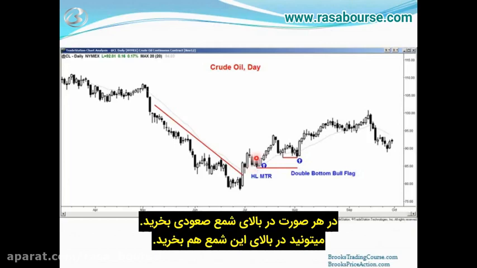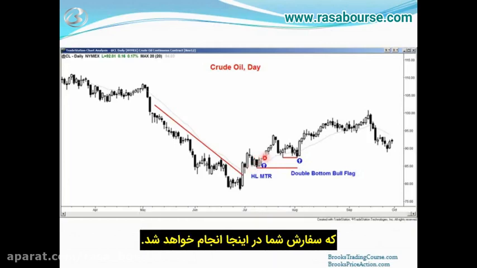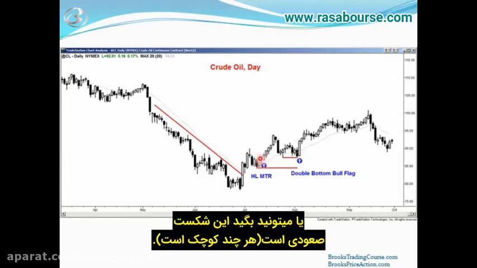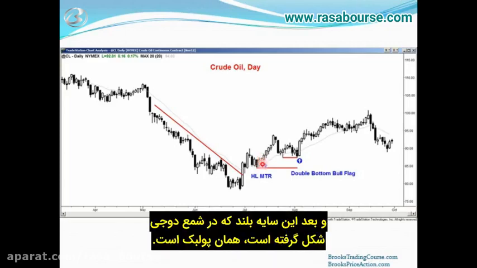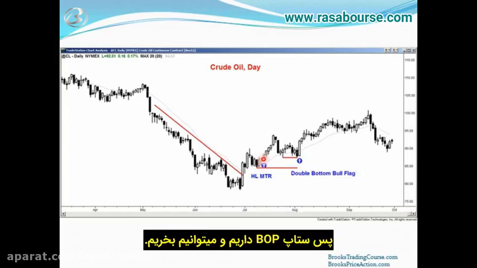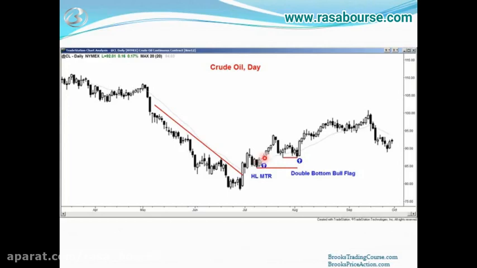You could buy above this bar, you would have been filled over here. You could buy above this bar, you would have been filled at the same price. Or you could have said this is the breakout even though it's small, and then this little tail down and up is the pullback. So the market broke out, pulled back, and now it's setting up a breakout pullback buy. In any case, the entry would have been all around the same price.